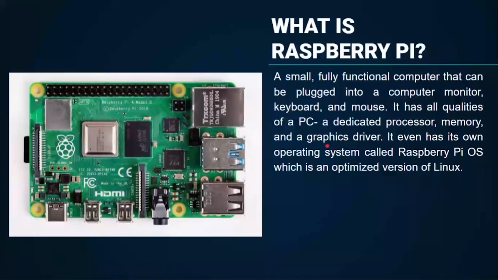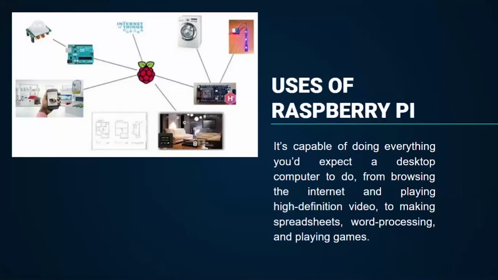So moving on. What are the uses of Raspberry Pi? As I told you, it is capable of doing everything you would expect a desktop to do. Everything from browsing the internet, playing high definition video, to making spreadsheets, word processing, and playing games. Just by looking at this board, you might ask how is it possible, but you can search for a Raspberry Pi kit that is available.